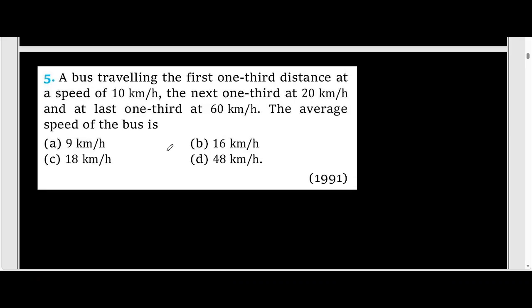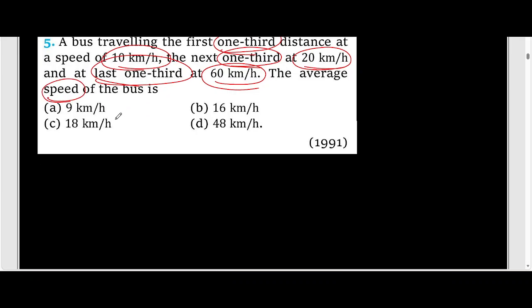A bus traveling the first one third distance at this speed 10 kilometers per hour. Next one third with 20 kilometers per hour. And the last one third with 60 kilometers per hour. That means equal distances, one third, one third, one third. First 10, then 20, then 60 kilometers per hour. So what is the average speed?